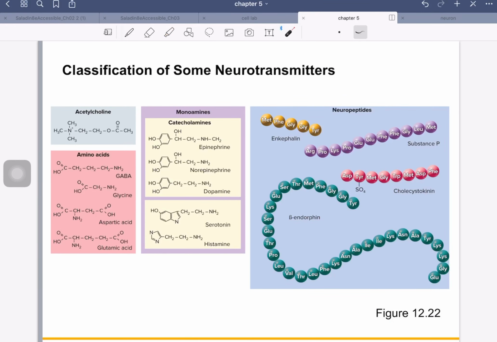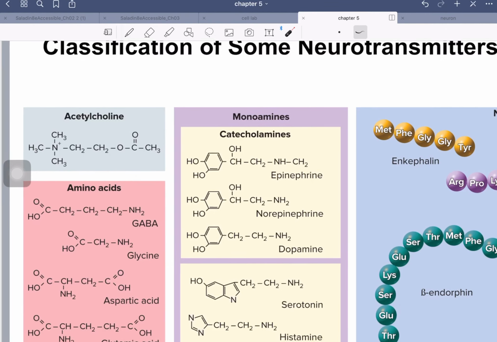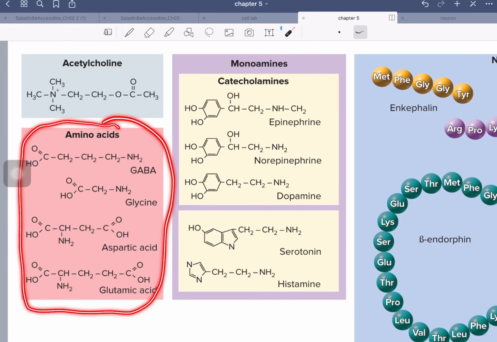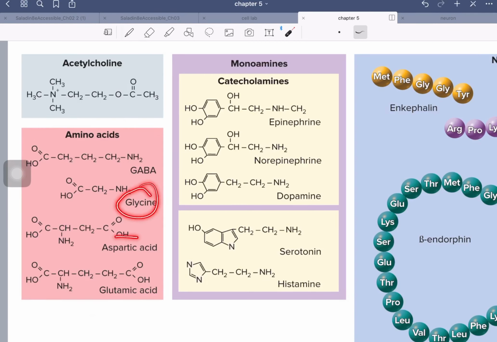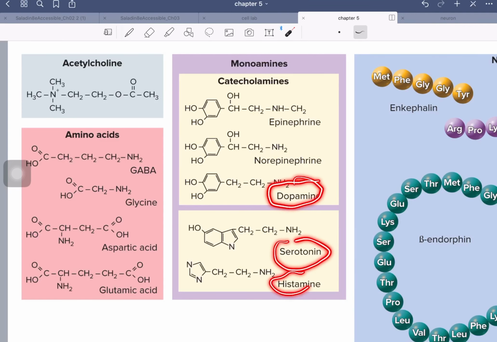Here's just a quick look at some of the groups once again. There's the acetylcholine. There's only one member in the group. It's ACh itself. We have the amino acid group of neurotransmitters, and of course GABA is one we will highlight. Glycine, aspartic acid, and glutamic acid are some other examples. In the monoamines, we have epinephrine, norepinephrine, and dopamine, serotonin, and histamine.